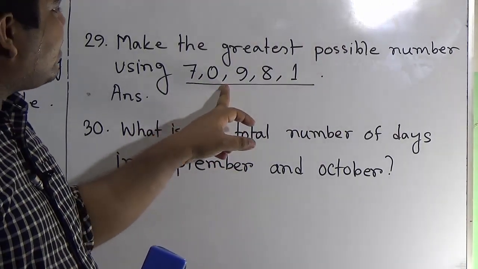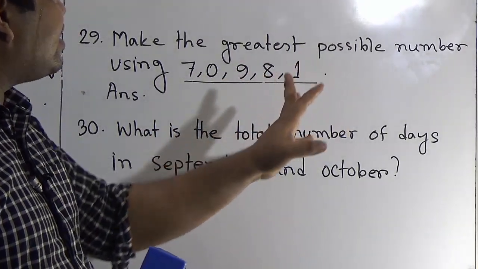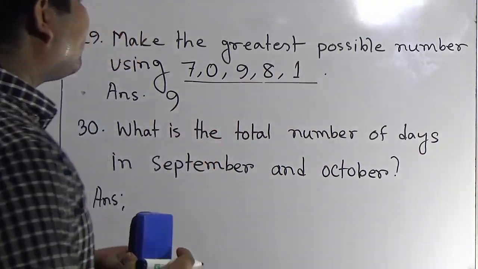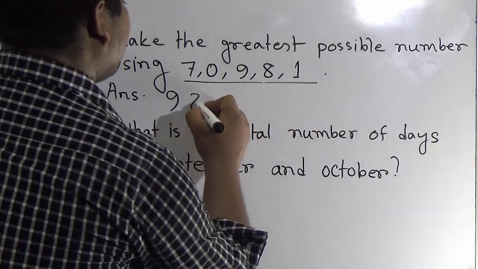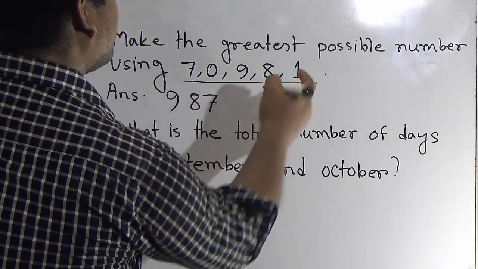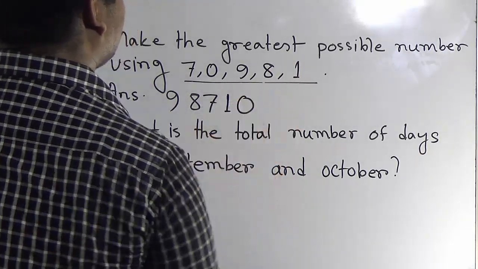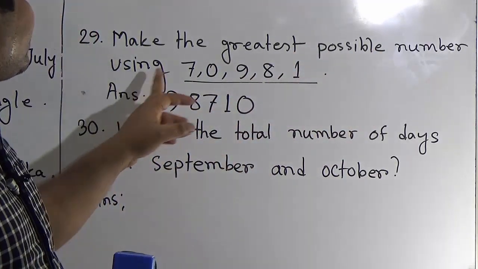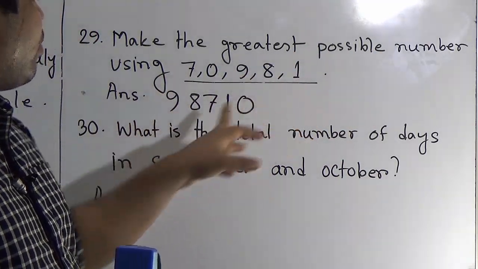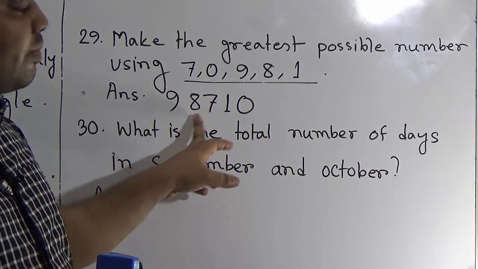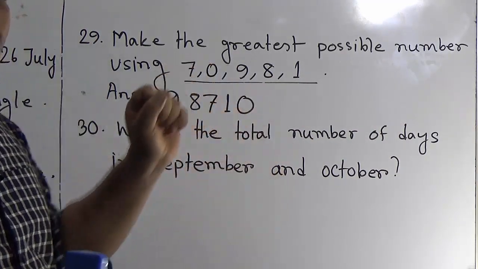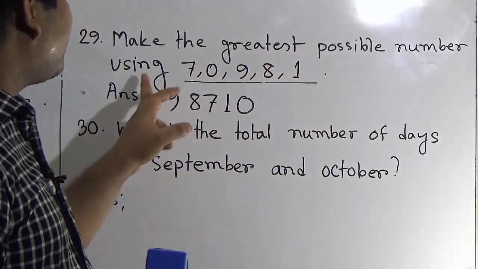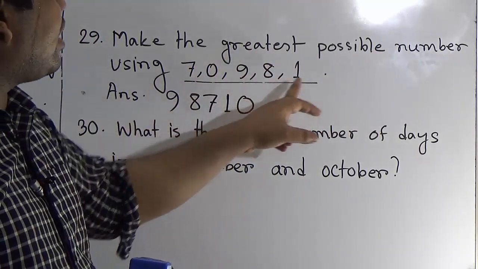Here 7, 0, 9, 8, 1. From these digits, which number is greatest? The greatest number is 9. Then which number? 8. Then which number? 7. Then which number? 1. And last 0. So the greatest possible number using 7, 0, 9, 8 and 1 is 98,710. I hope you have understood how to find the greatest possible number using 7, 0, 9, 8, 1.